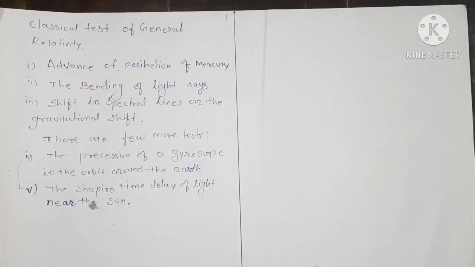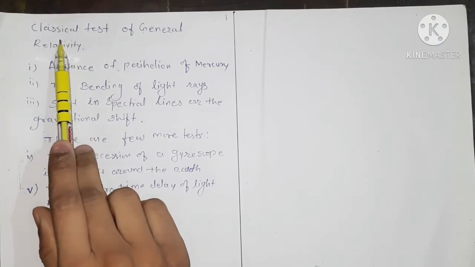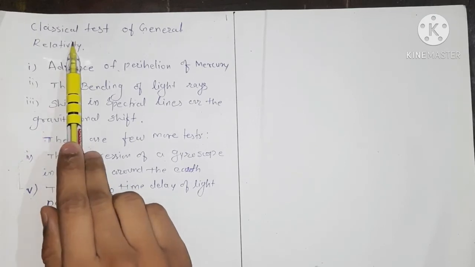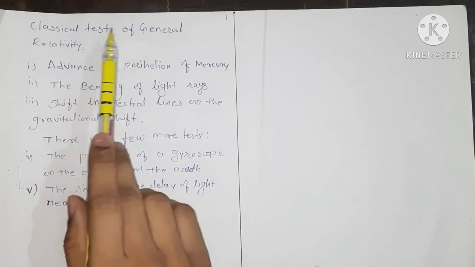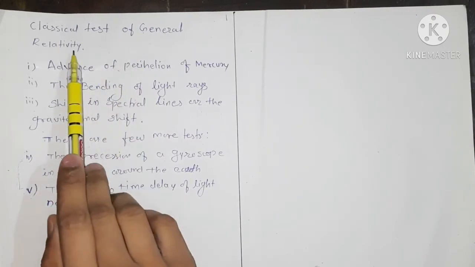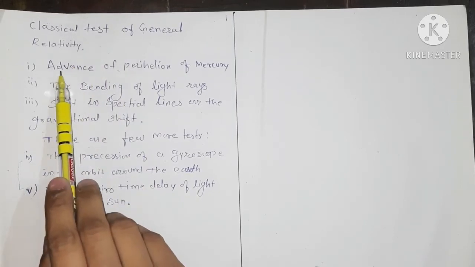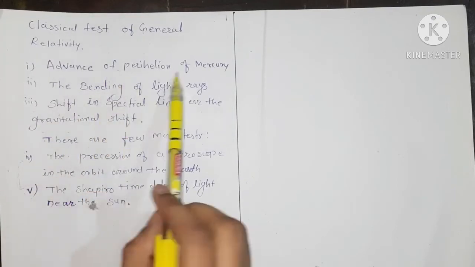Hello students, our today's topic is the classical tests of general relativity. These are some of the predictions given by Newton's theory, which we call classical tests, and in these classical tests there is a slight difference given by general relativity. This is done by Einstein. Okay, so the first test is the advance of perihelion of Mercury.